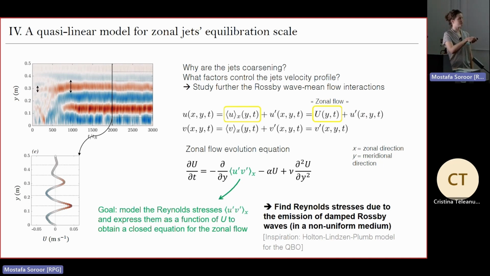This is inspired, for those of you who know this model, by the Holton-Lindzen model for the quasi-biennial oscillation, an oscillation in the Earth's atmosphere, and this is a similar approach. And I forgot to say that this is a quasi-linear approach where we basically neglect wave-wave interactions, and we only focus on the interaction between the zonal flow and the waves.